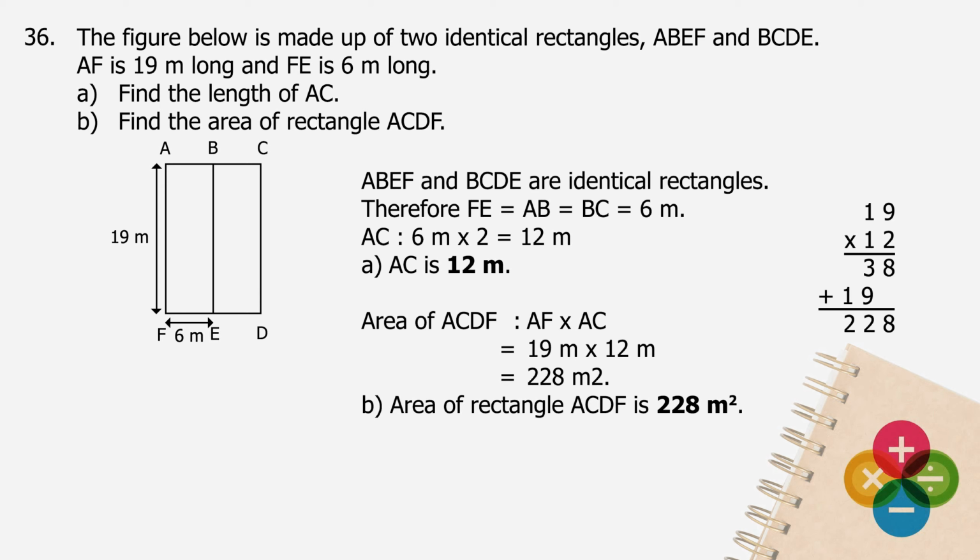Rectangle ABEF and BCDE are identical rectangles. Therefore FE is equal to AB, which is equal to BC, which is equal to 6 meters. Length of AC will be multiply 6 meters by 2, and the product is 12 meters. A. Length of AC is 12 meters. Area of ACDF will be multiply AF by AC, which is equal to multiply 19 meters by 12 meters, and the product is 228 square meters. B. Area of rectangle ACDF is 228 square meters.